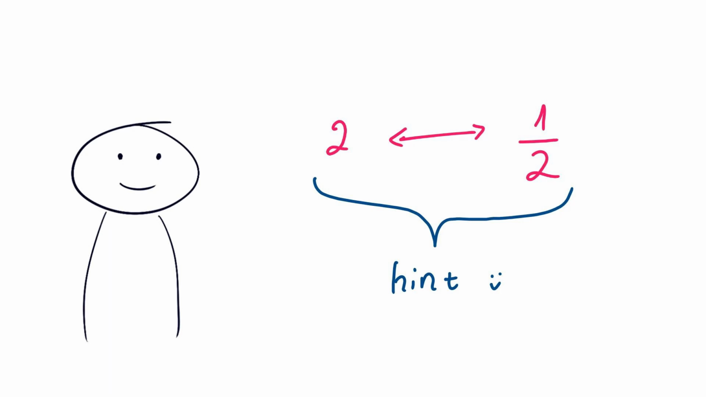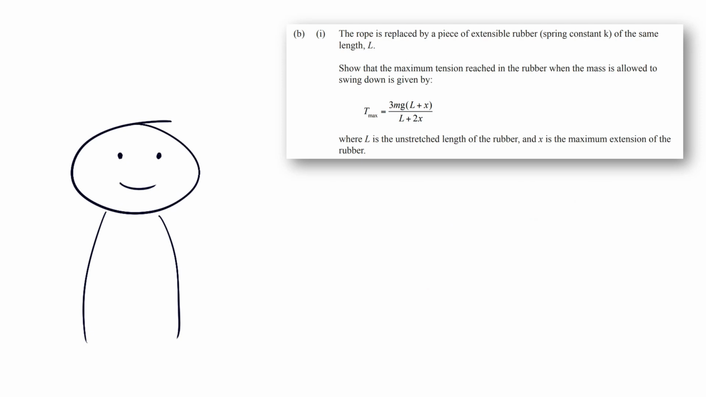Okay, but this example is relatively easy and probably doesn't need the reverse engineering method. But let's say the next part of the question: the rope is replaced by a piece of extensible rubber, spring constant k, of the same length L. Show that the maximum tension reached in the rubber when the mass is allowed to swing down is given by T max equals 3mg times (L plus x) over (L plus 2x).